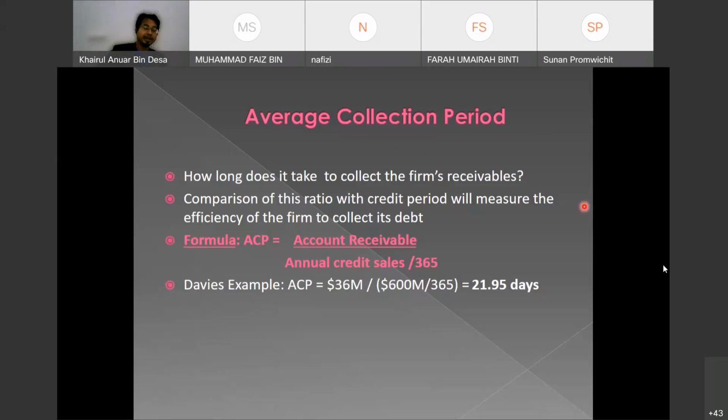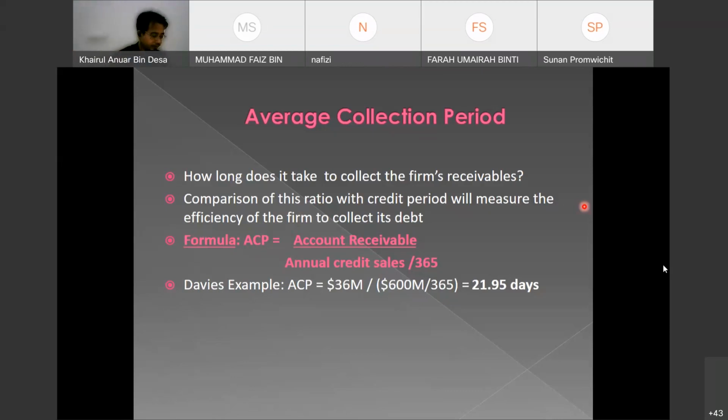Okay. When we as a company sell, we make the credit sales. Kita jual secara kredit. Ingat, there are two types of transaction. Number one cash, number two credit. Cash, kita jual, kita dapat duit lah. Number two, kita jual tetapi kita tak dapat duit lagi. Okay, the customer will pay us later. That is what we call the credit sales. Sunan dapat?